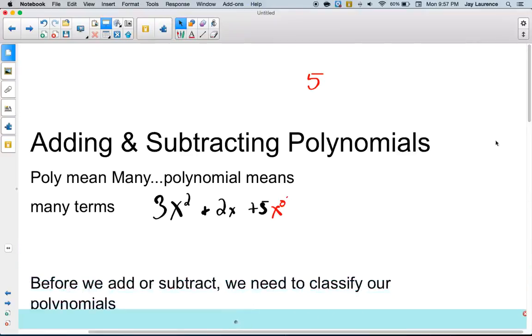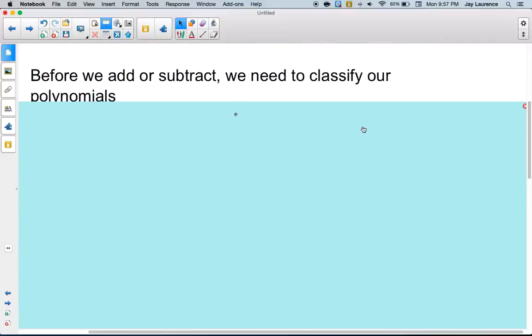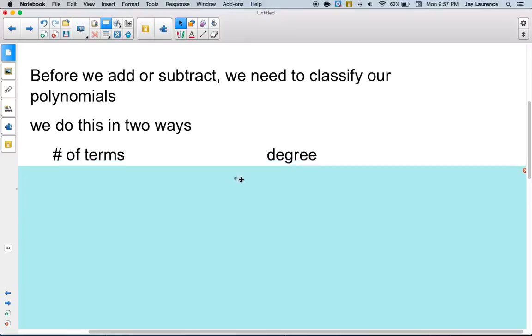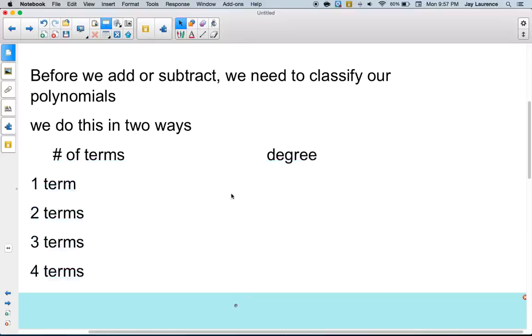Before we start adding or subtracting our polynomials, we have to classify them. And we're going to do this in 2 ways. First, we're going to classify by the number of terms, and then we're going to classify by degrees. If a polynomial is 1 term, for example, a 1-term polynomial might be like 6x to the 7th. That is a 1-term polynomial. Or 3x to the 4th. That is also a 1-term polynomial.